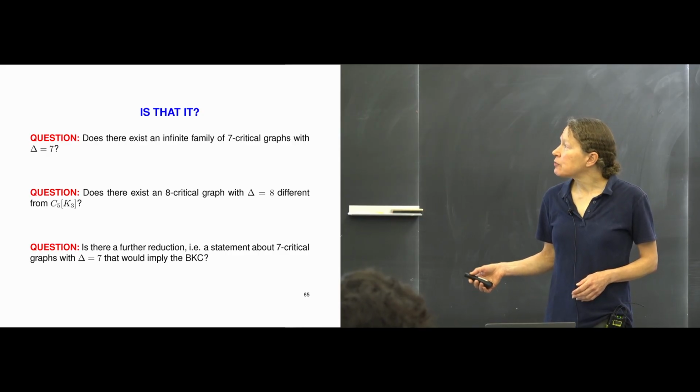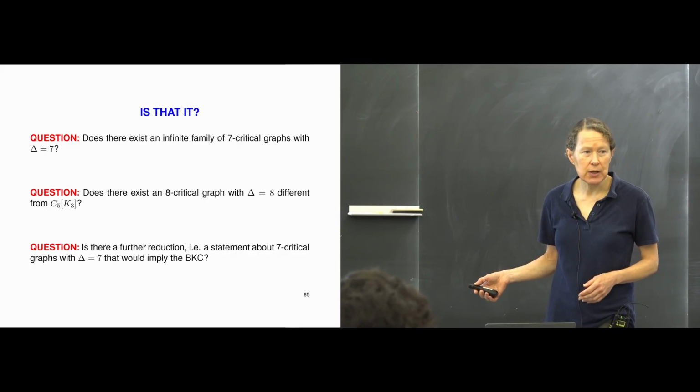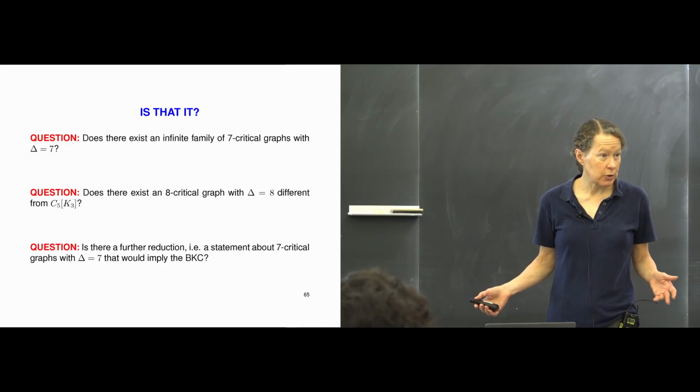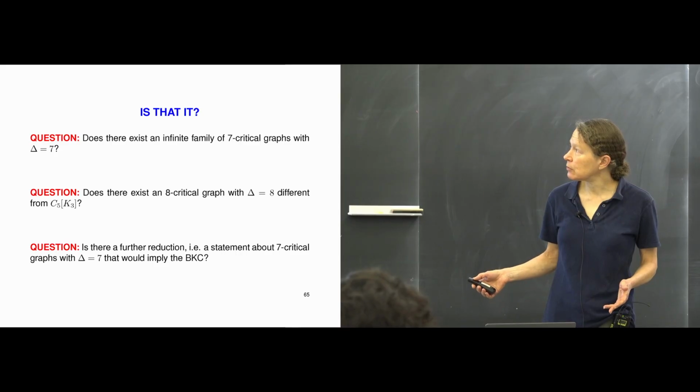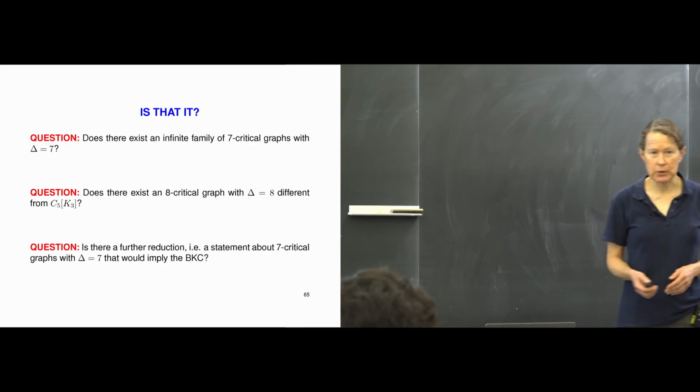And then a related question: is there some further reduction? As there was from 9 to 8, is there a further reduction from 8 to 7? Can you find a statement about 7-critical graphs with delta equals 7 that would imply the Borodin-Kostochka conjecture, maybe related to the existence of these graphs here? I think that's another interesting open question.